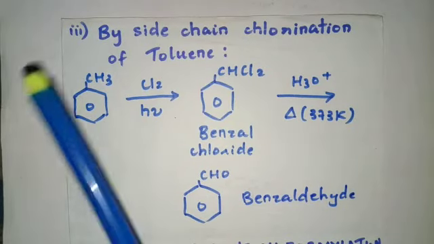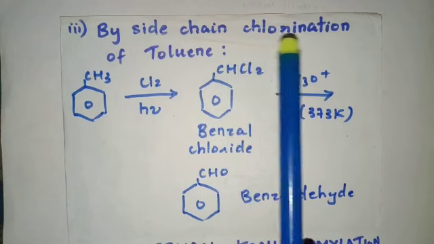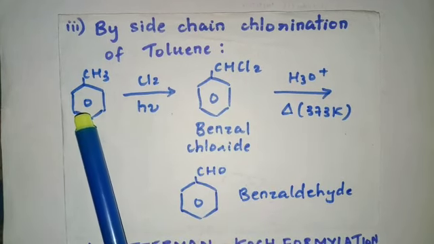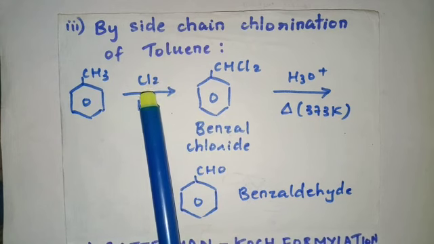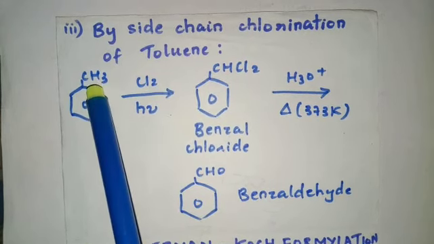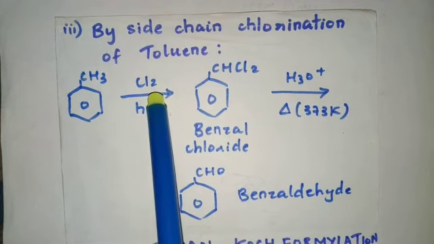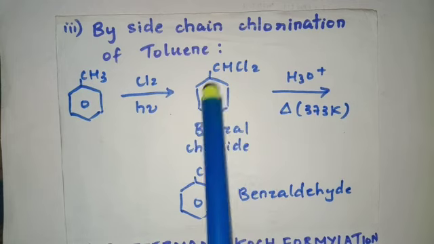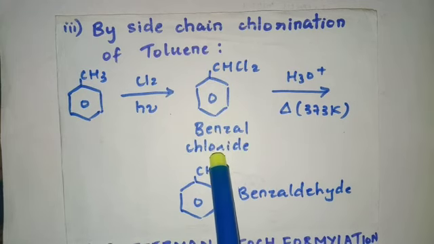Students, under the D subsection, the third reaction is side chain chlorination of toluene. So this reaction is very simple. You have toluene, you react it with Cl2 in presence of UV light. What is going to happen? Again the same thing, two hydrogen atoms will be replaced by both the Cl atoms. So I am left with CHCl2. This intermediate is nothing but benzal chloride.